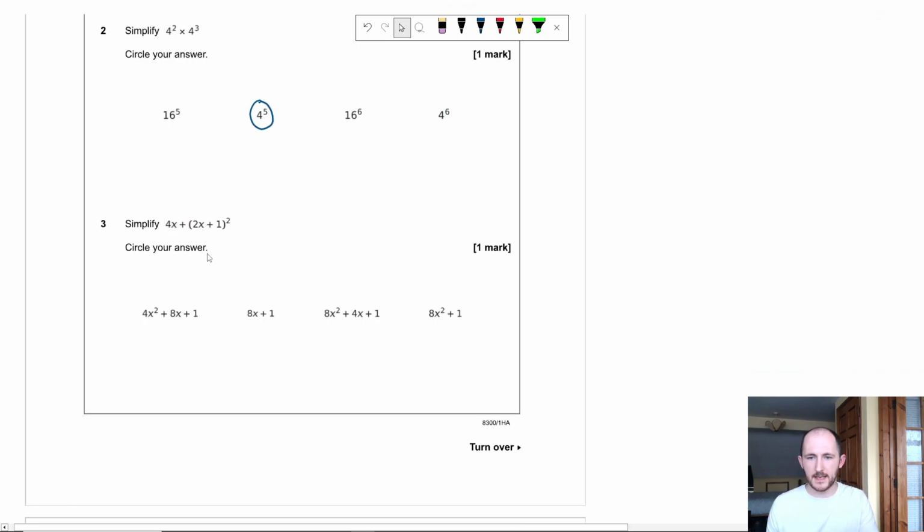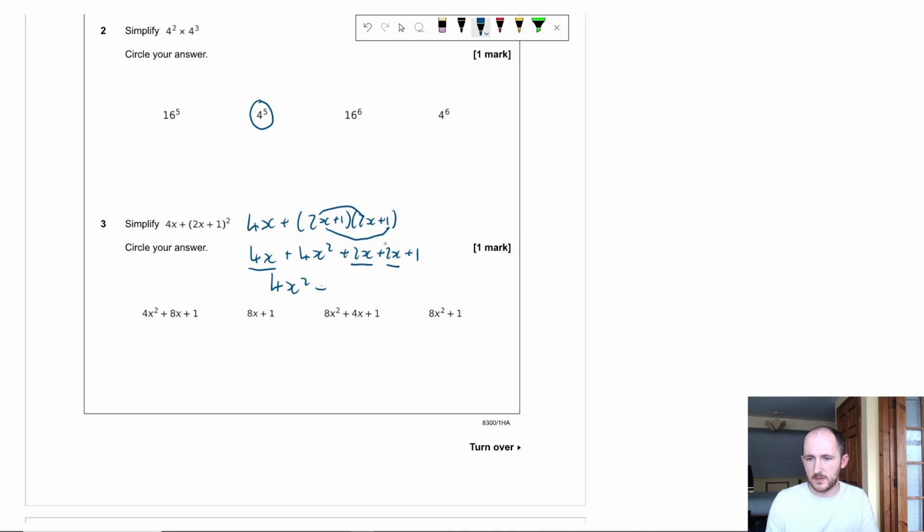Okay, simplifying this, all you need to do is do 4x, and then we're going to have 2 copies of this bracket. So we have 4x plus 4x squared plus 2x plus 2x plus 1, because again we have first outside, so 2x times 2x is 4x squared. Then we have 2x times 1, which is 2x. 1 times 2x, which is 2x. 1 times 1, which is 1. Then we can add this all together. We have 4x squared. We have 4x plus 2x plus 2x. So in total that's 8x, right? 4 plus 2 plus 2. And then plus 1. So that is our first option over here.